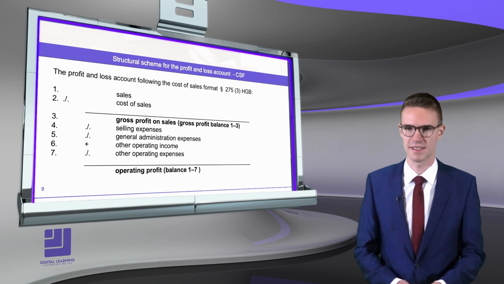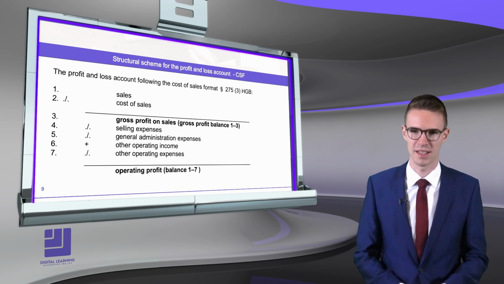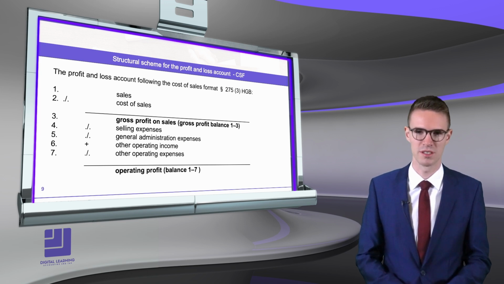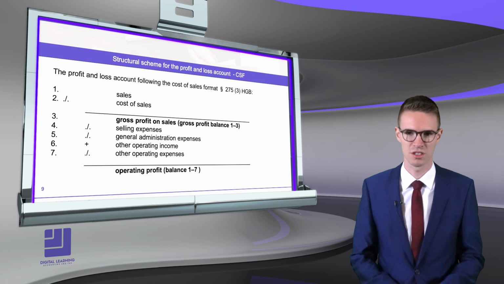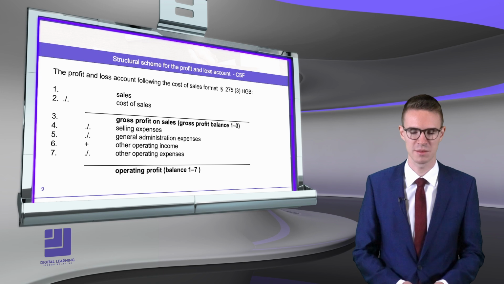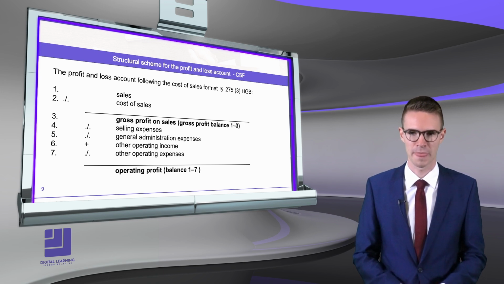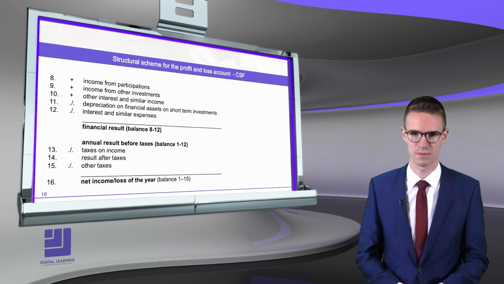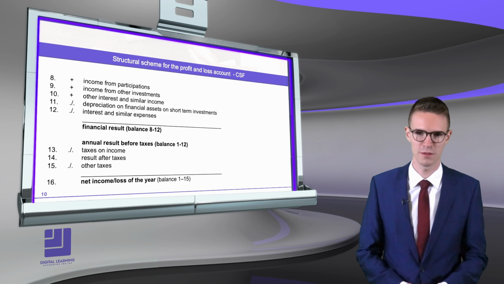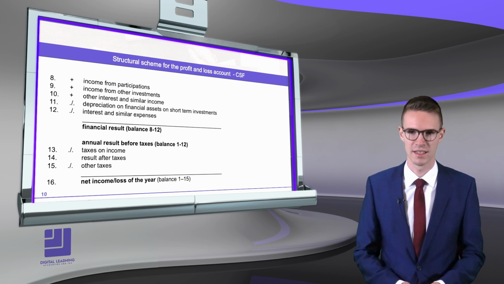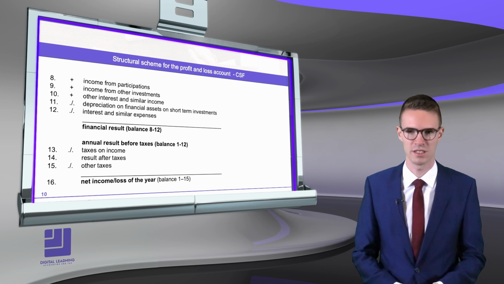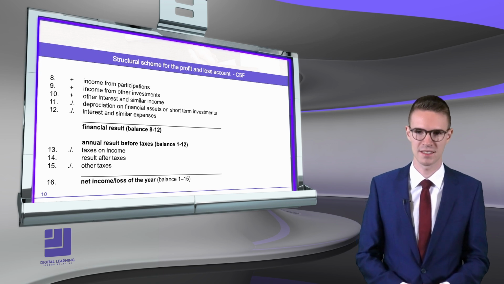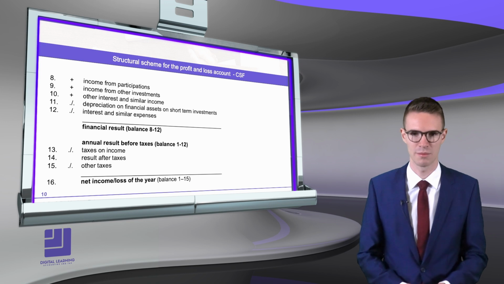The cost of sales format has similarities to the total expenditure format, but let's have a closer look. The sales are the starting point. Minus the cost of sales results in the gross profit on sales. The next step is the deduction of the selling expenses, general administration expenses, and the other operating result. This amount equals the operating profit. Steps 8 to 12, the determination of the financial result, are similar to the total expenditure format. Steps 1 to 12 are summarized in the annual result before taxes. The annual result before taxes minus the taxes results in the net income or the net loss.